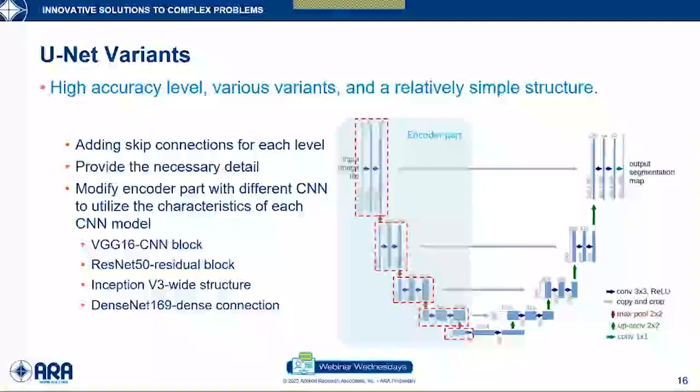So for this research, the encoder part is modified with different CNN models as a backbone. By using different CNN models as the backbone, the whole UNet model utilizes the characteristics of each CNN model. So VGG16, ResNet50, Inception version 3, and DenseNet169, those four models are very famous and well-established models that have their own unique characteristics. So it is possible to estimate how effective these features of each model are in crack detection and pavement extraction.